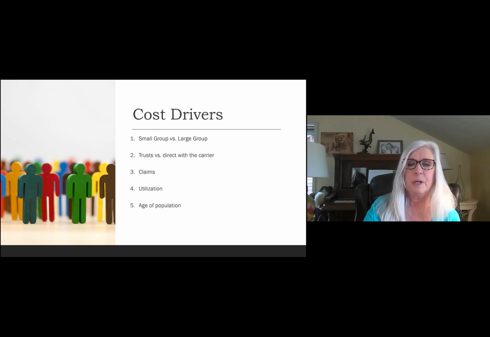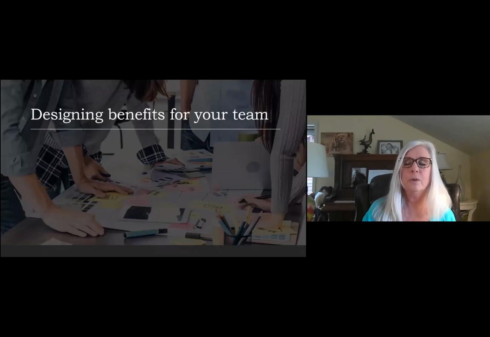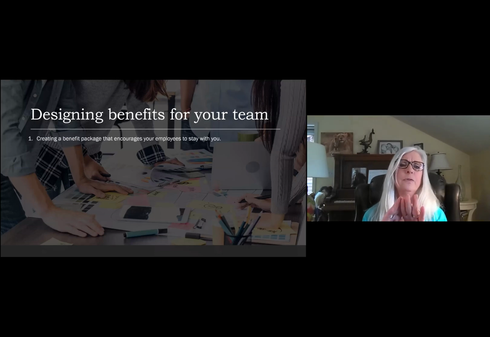And I talked about the age of the population. So, designing benefits for your team. This is when we can start to get creative. Now, when you first want to create a benefit package that's going to encourage employees to stay with you, one of the ways that we suggest employers do this is by designing the benefits so that the longer an employee is with you, the more benefit you're providing for them.